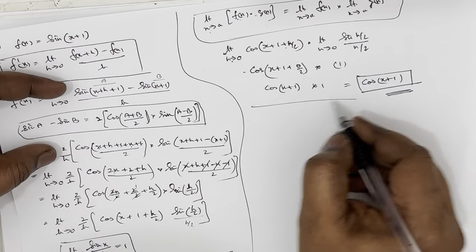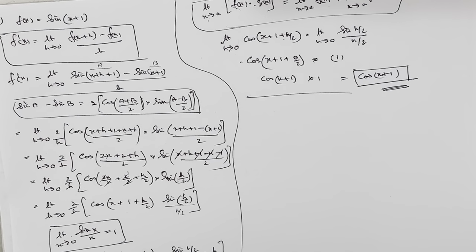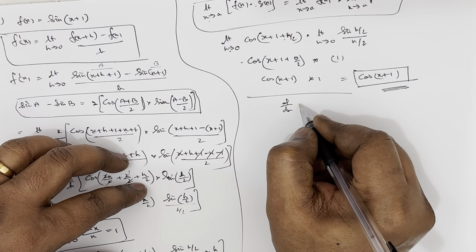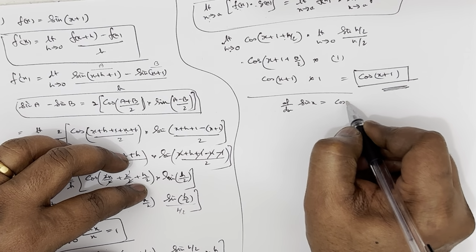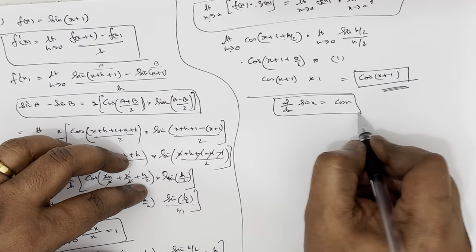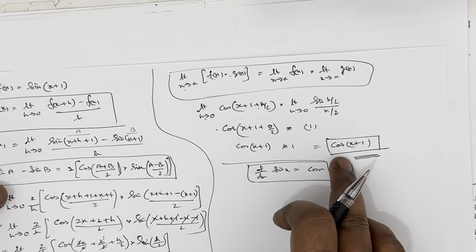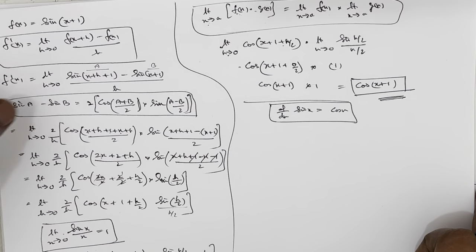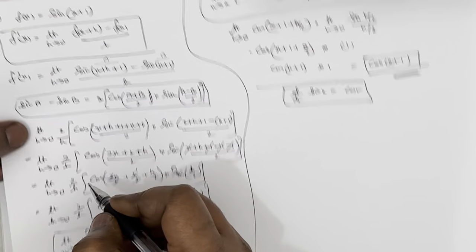We have learned the formula earlier that d by dx of sin x is equal to cos x. So here the derivative of sin(x + 1) is cos(x + 1). Now let's do this using the general method, that is the power rule method.